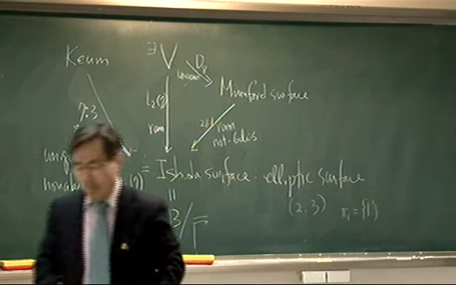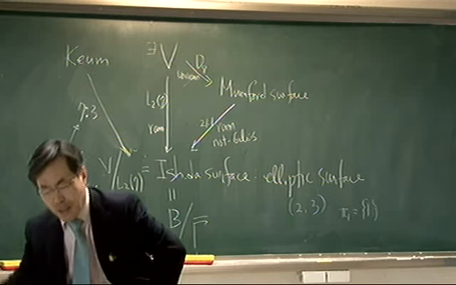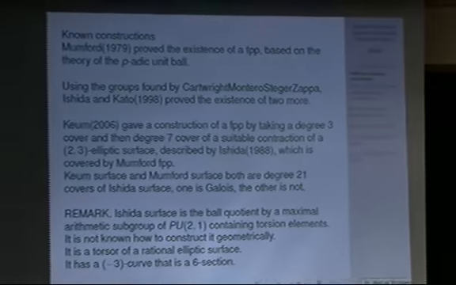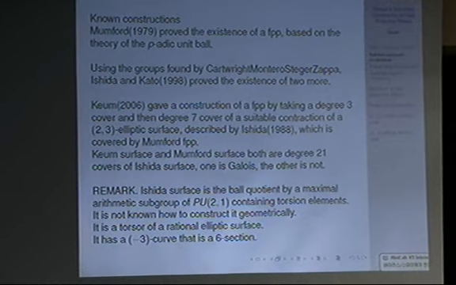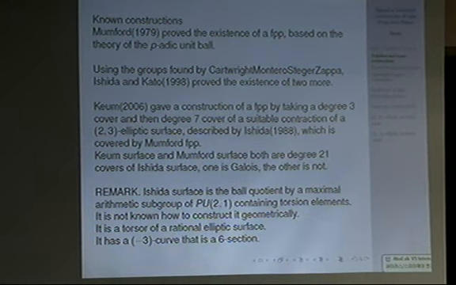So it is a torsor of a rational elliptic surface. I mean, the Jacobian of this surface is a rational elliptic surface. It is a principal homogeneous space. It has a negative 3 curve. Here, this negative 3 curve means it is a rational curve, topologically isomorphic to S2, the sphere, which has self-intersection negative 3. That is a 6-section, meeting the general fiber 6 times.